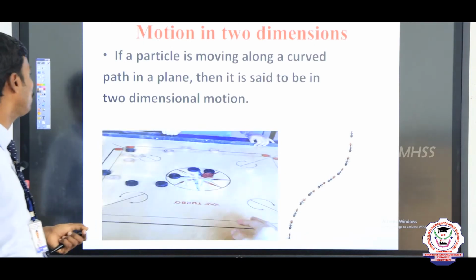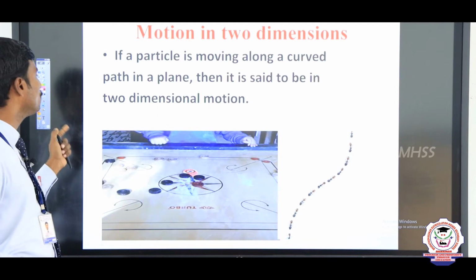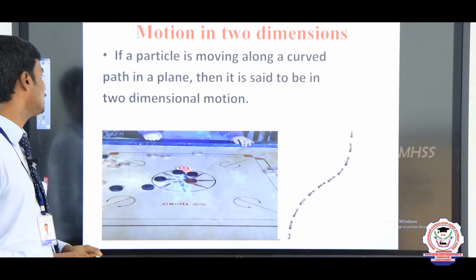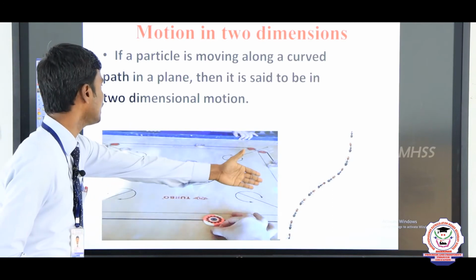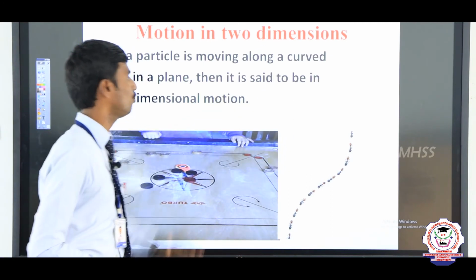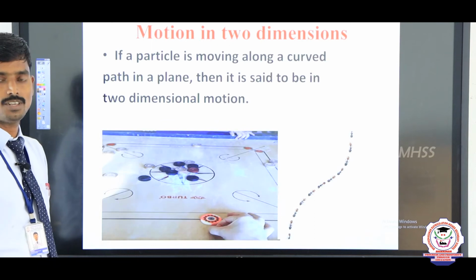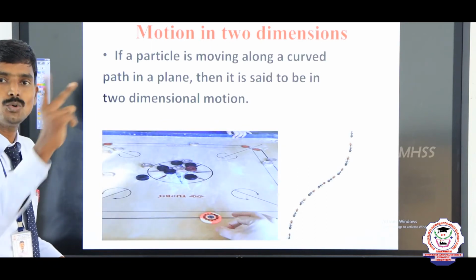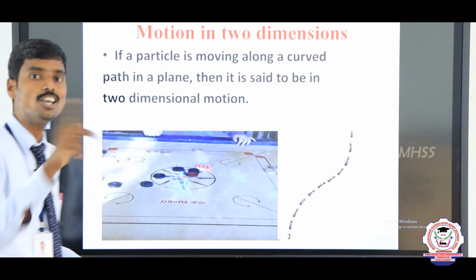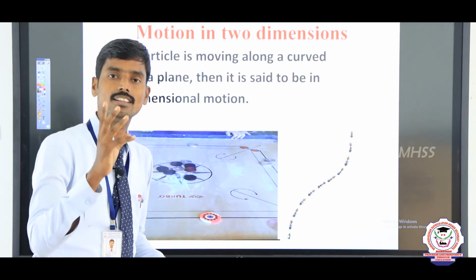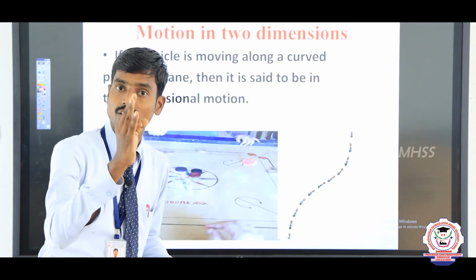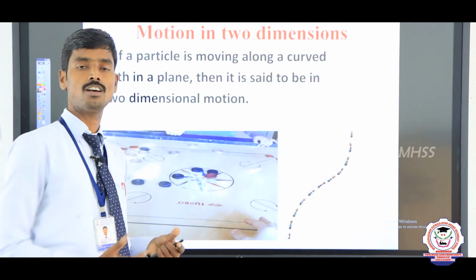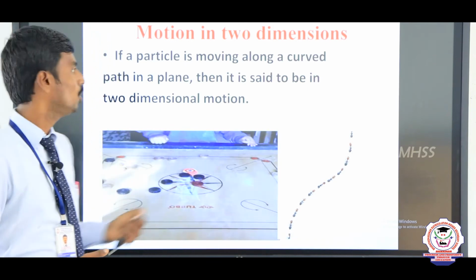A good example for two-dimensional motion is the motion of a coin on a carom board. This is the first example. The next example is an insect traveling over the floor of a room. This is another example of two-dimensional motion. Two-dimensional motion covers two directions, two coordinates, x and y. There are three Cartesian coordinates, and we know that in these Cartesian coordinates the motion of an object can be explained.